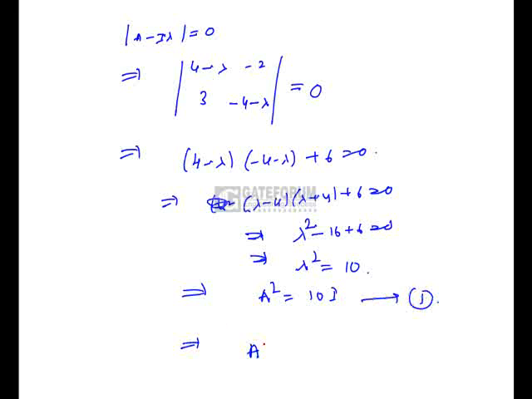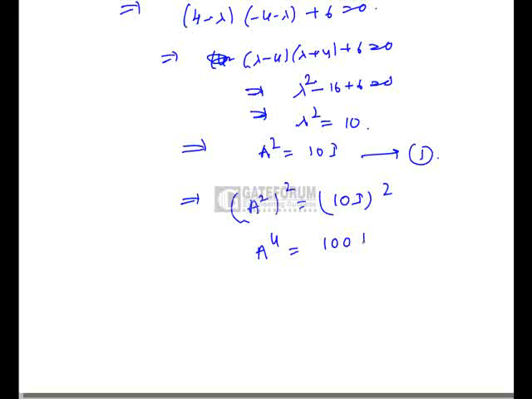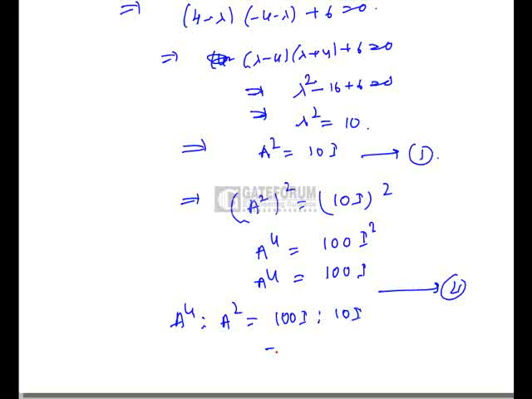Let it be equation 1. Now A power 4, so squaring on both sides of equation 1 will be A power 4 equals 100 I square, and I square is again I. If we take the ratio A power 4 is to A square, which is 100 I is to 10 I, the answer is 10 is to 1, that is option B.